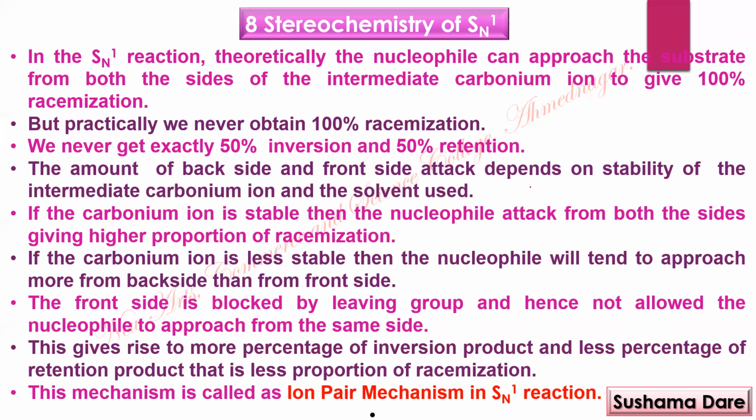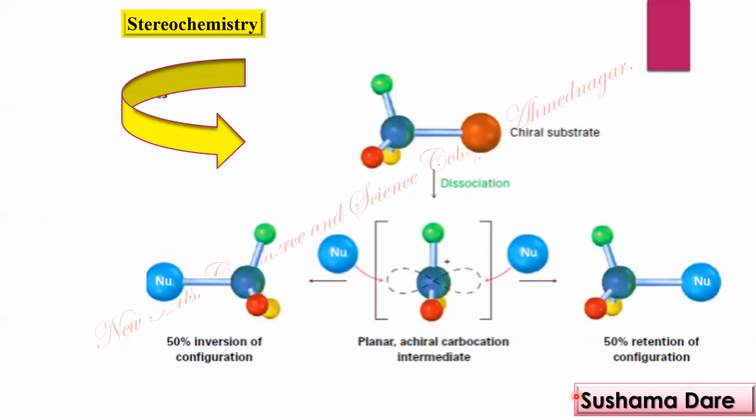Together, theoretically, the expectation is that it has to give 100% racemization. If the carbonium ion is stable, the nucleophile can attack from both sides, and the expected result is 100% racemization. But sometimes we never get that type of 100% racemization. Instead of that, there is a higher percentage of inversion product. When we get a higher percentage of inversion product, that type of mechanism is called the ion pair mechanism in the SN1 reaction. So let us discuss the stereochemistry of the reaction.